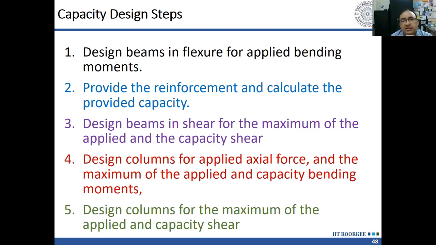And then we will design our columns for shear. When we will be designing columns also for shear, we will consider both the shear, the applied shear and the capacity shear. Capacity shear is coming because of the provided moment capacity in beams. So whatever reinforcement we have provided in the beams, that governs the provided capacity of the beams, and that governs the capacity shear in column. So column will be designed for shear force coming from analysis as well as coming from the capacity design.